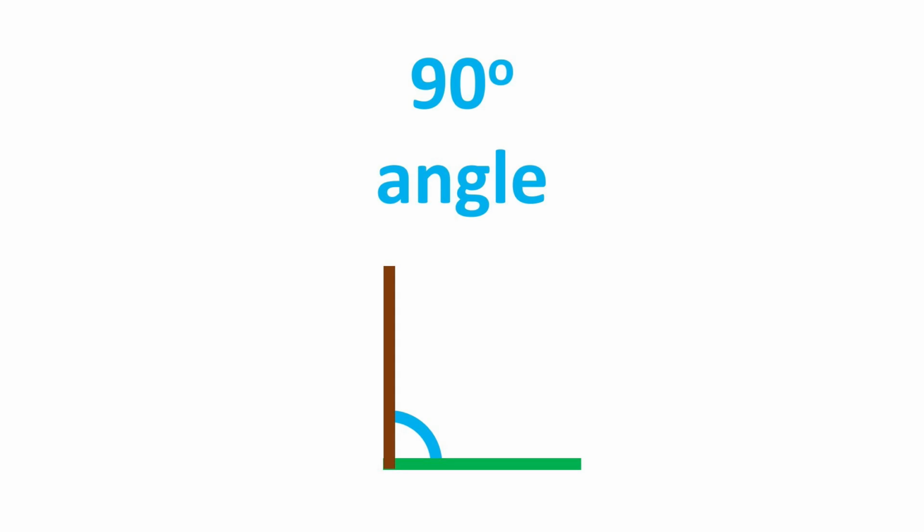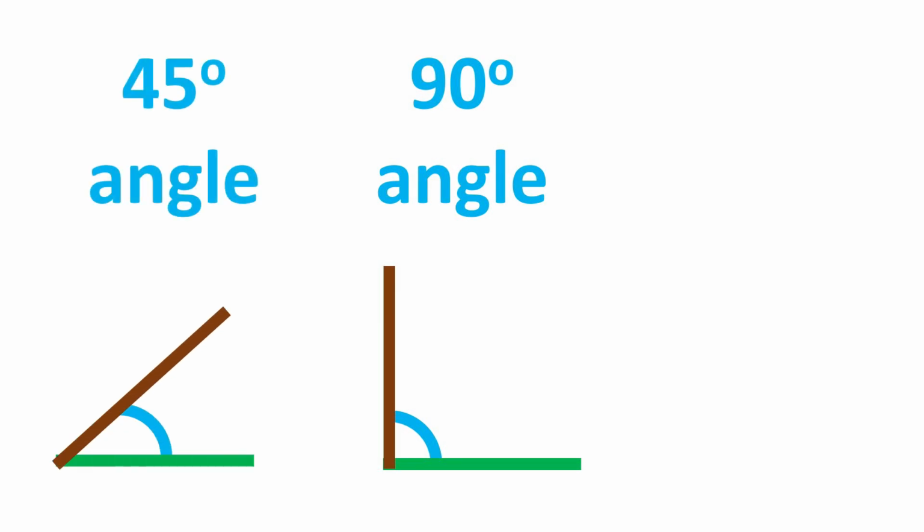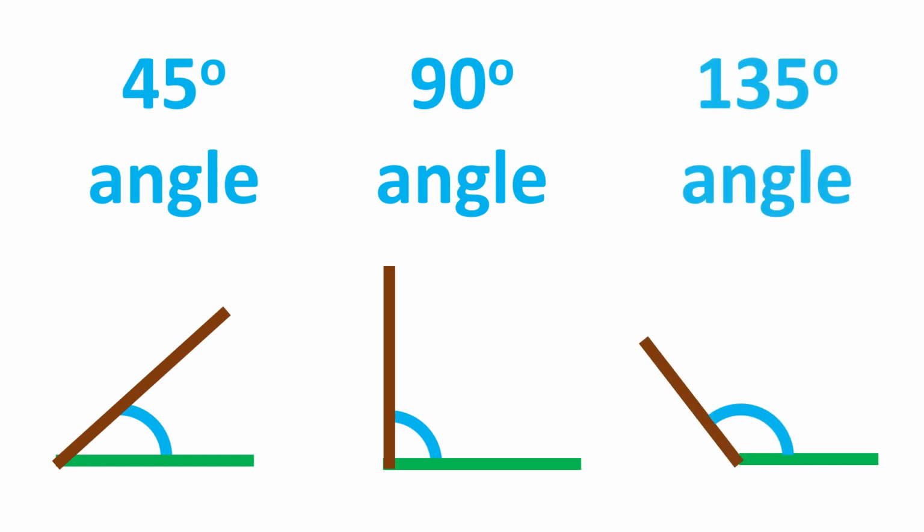As a reminder, a 90-degree angle is the name for an angle that's between a line that is perfectly horizontal, like the green one, and another line that is perfectly vertical, like the brown one. In contrast, this angle is not 90 degrees. There are only 45 degrees between these two line segments. Likewise, this angle is not 90 degrees. There are 135 degrees between these two line segments.